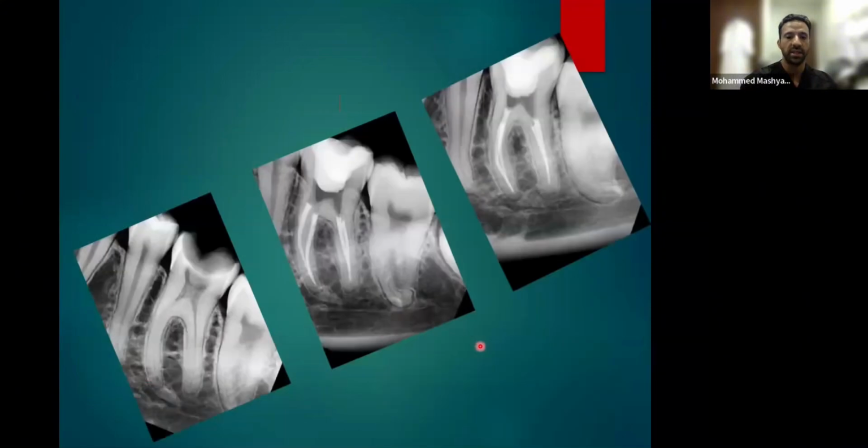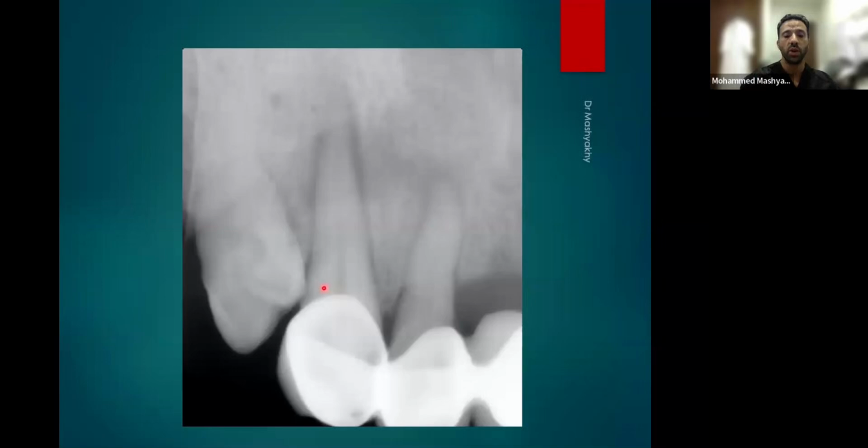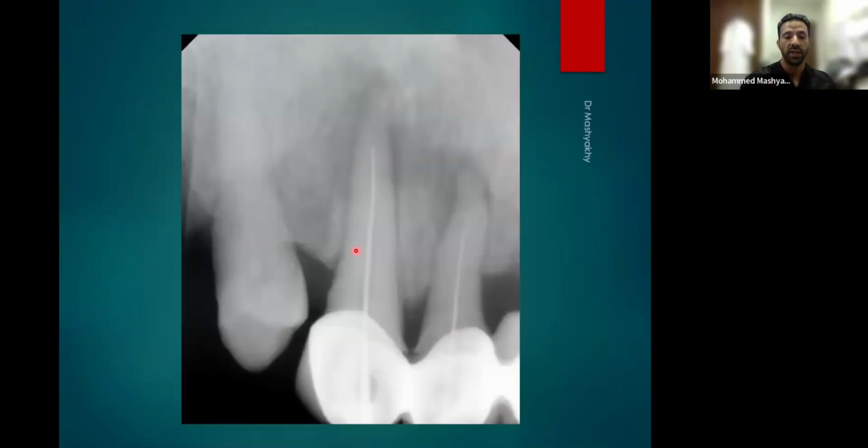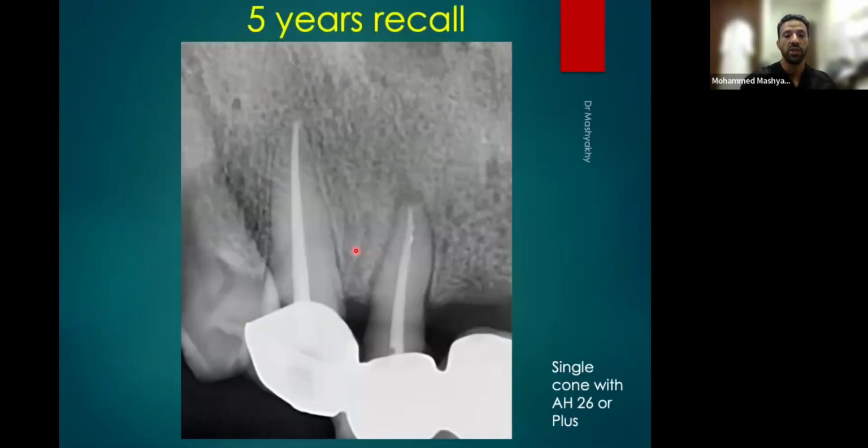This is another case I did with a single cone. Most of my work is with single cone with different sealers, it doesn't matter. This case came to me with a crown I opened many years ago. When you have something like this, it's better to open before you put the rubber dam down so you can know where you are exactly. After I finish, this is the 5 year report.